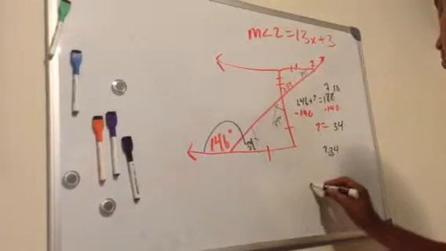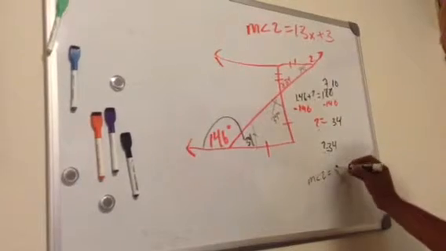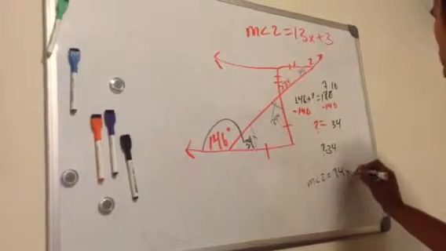So angle 2, the measurement of angle 2 will be 146.